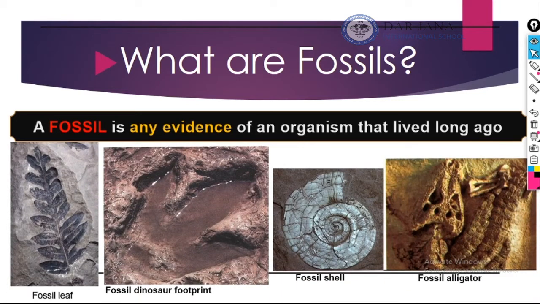So scientists have found dinosaur tracks, and by observing the patterns that the footprint made, scientists learned how the dinosaurs walked. So here we have a fossil for a leaf or for a dinosaur, also a fossil for a shell or for a dead alligator.